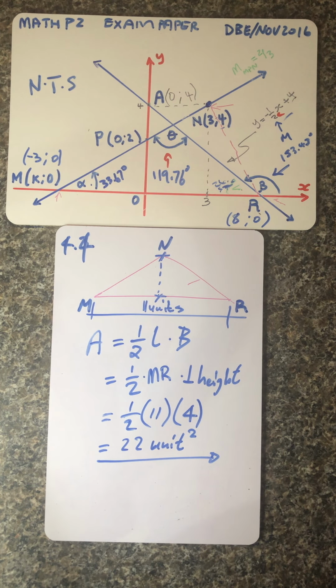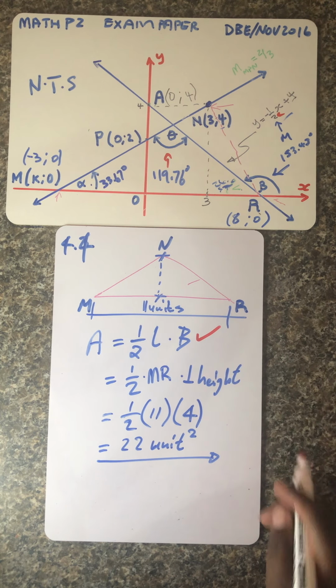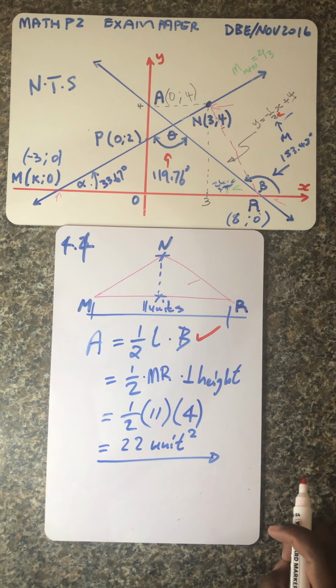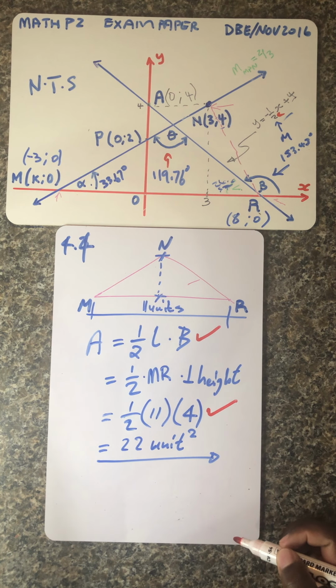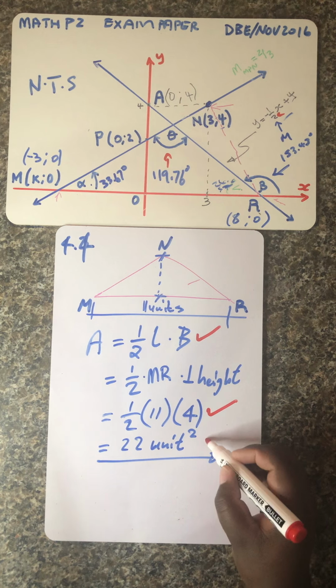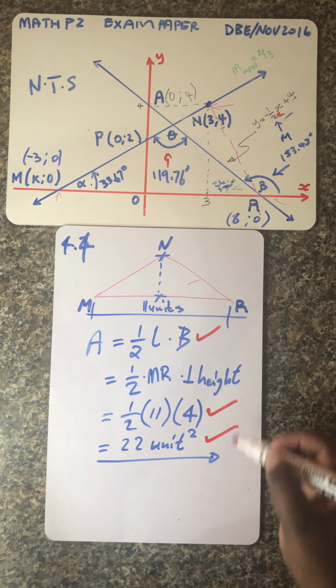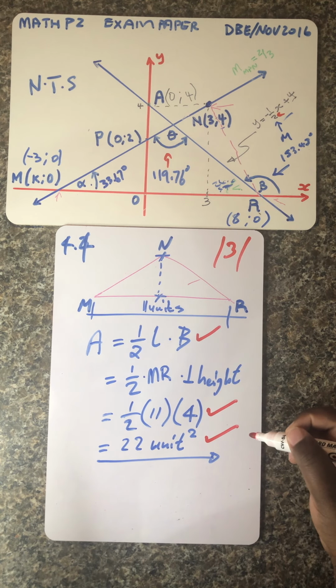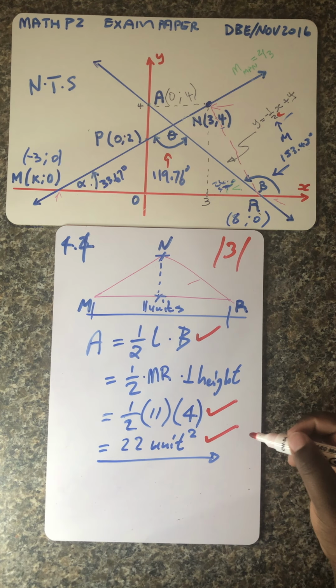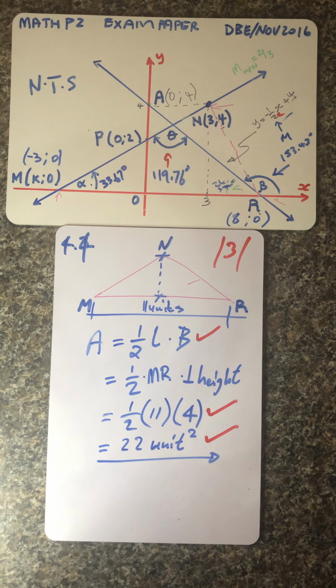So now I'll just quickly show you exactly where you score some marks. They are going to give you a mark for writing the correct formula, and again for substitution they also give you a mark, and again they give you a mark for the final answer, which means this question was allocated 3 marks. So ladies and gentlemen, this is how you solve this question.